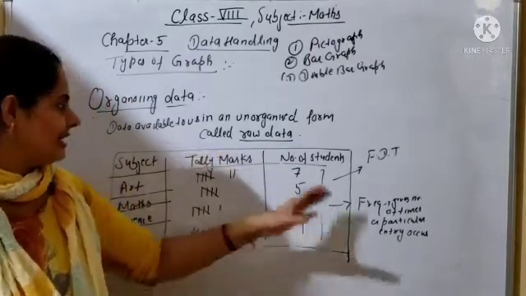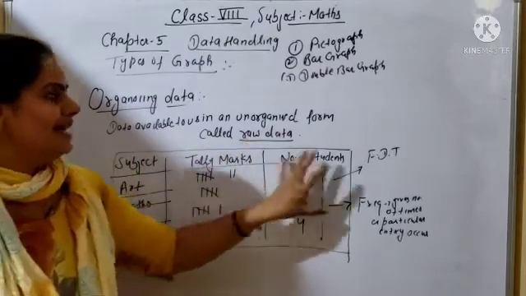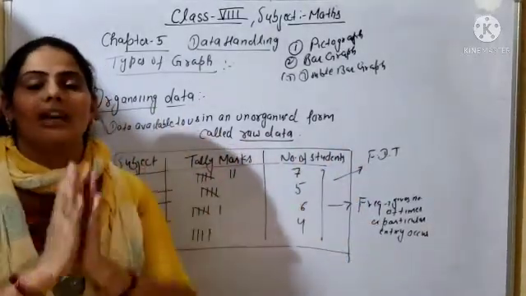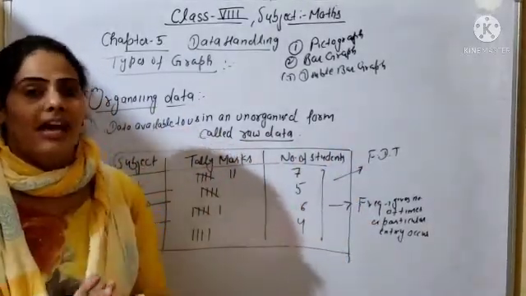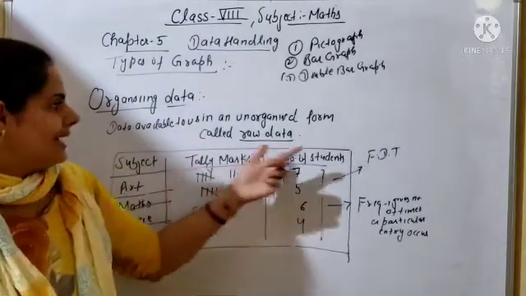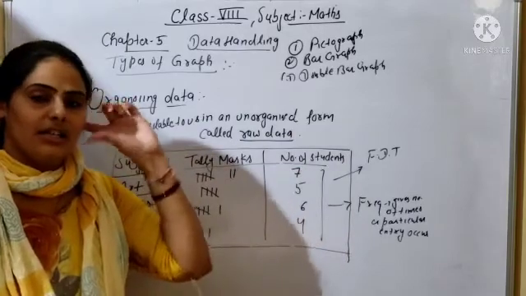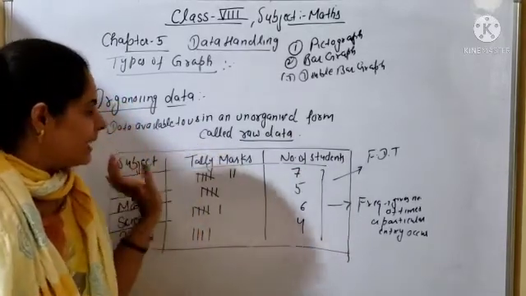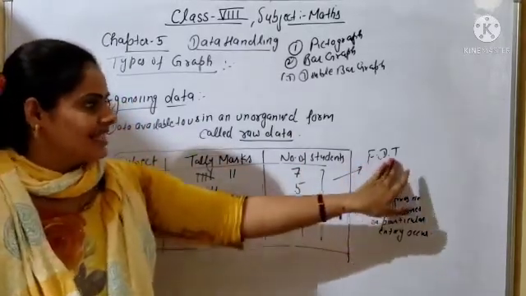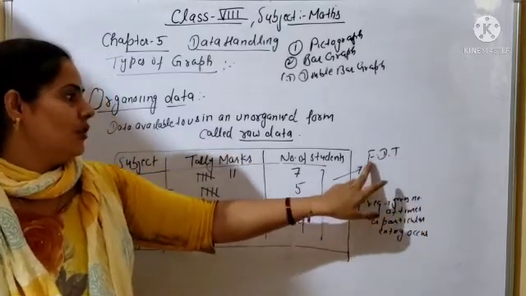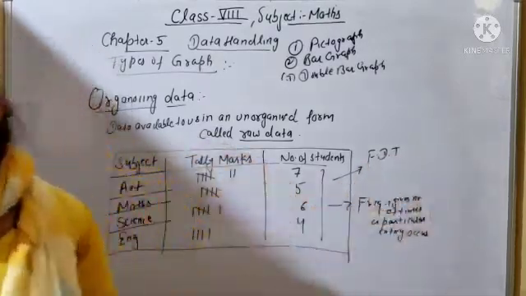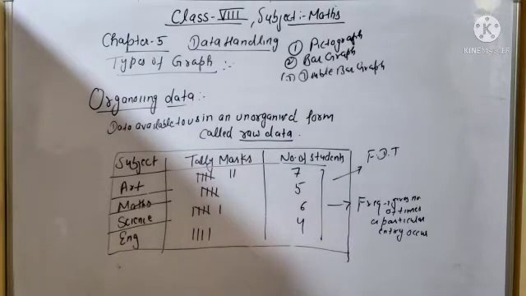So these are the frequency, and this complete table, with subject, tally marks and number of students, is organizing your data well. They can give the number of marks also, so you can see that in the question. This complete table is called the frequency distribution table. I have written it in the short form FDT. So you will write, this is the frequency distribution table. Is that clear to all of you? This is the organized manner of the data.